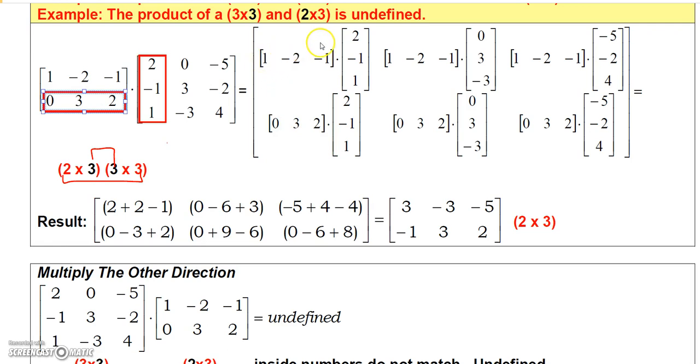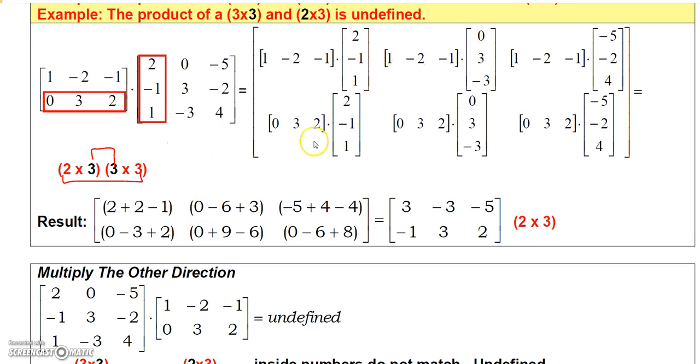If I have 1 and 2, their product is going to be 2. Negative 2 times negative 1, that product is 2. And then negative 1 times 1, that product is negative 1. So the first product is going to be 2 plus 2 minus 1, which gives me the 3 that I get right here. And then the next product, take this row with this column, I get 1 times 0, that's going to give me 0.